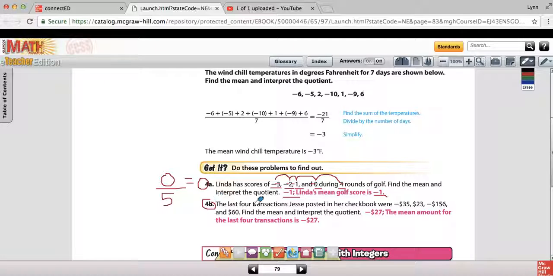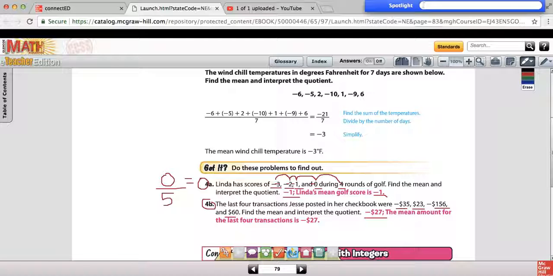For 4b, we had 4 transactions Jessie posted in her checkbook. That's 35, 23, negative 156, and 60. So we're going to add those 4 numbers together, and then we're going to divide by 4, and what we get is a negative 27.